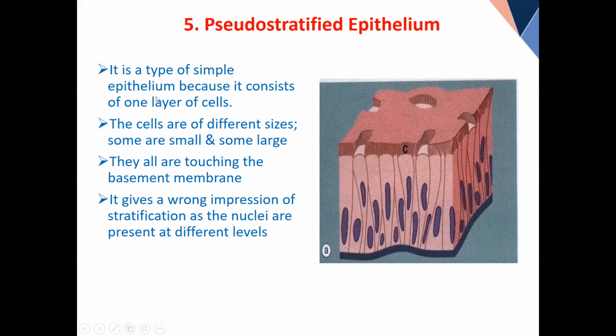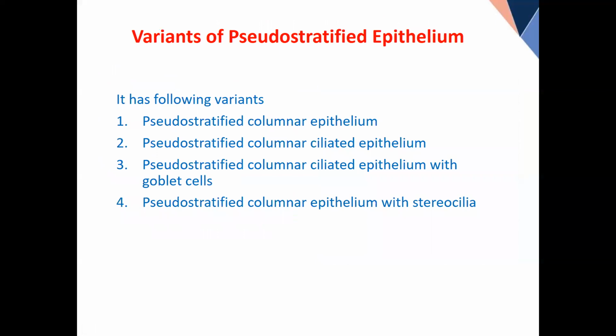You can see here, it is a type of simple epithelium because it consists of one layer of cells. The cells are of different sizes, some are small, and some are large. They all are columnar. Okay, they all are touching the basement membrane. So this is the proof for simple. It gives the wrong impression of being arranged in different layers. So this wrong impression is given, once again I am repeating, by the nuclei of the cells which are present at different levels.